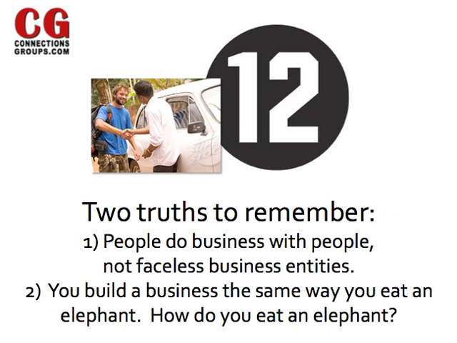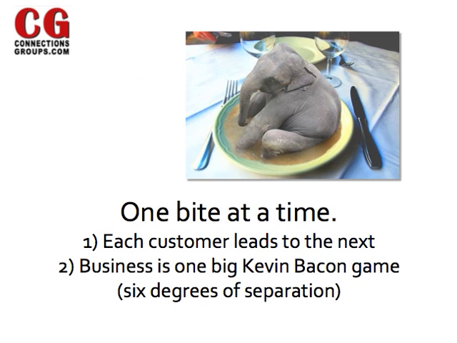There's two truths we want to remember. One, people do business with people, not just faceless business entities. And two, we build a business the same way we eat an elephant. Now, how do you eat an elephant? One bite at a time. Each customer leads to the next, leads to the next. Business is like life. It's just one big Kevin Bacon game, 6 degrees of separation. Everybody knows everybody.